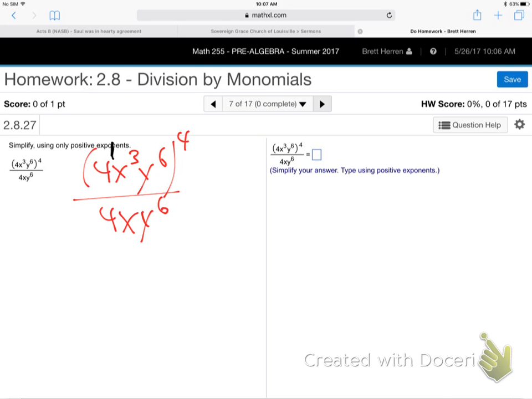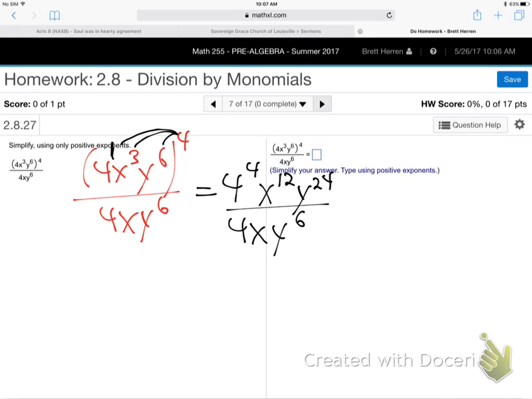So invisible 1 power, so that 4 goes boom, boom, boom. Like that, right? So that 4 power outside will multiply all the powers inside. So we get 4 to the 4th, x to the 12th, y to the 24th. The bottom hasn't changed yet. Good so far. Right? And the parentheses are gone, right?